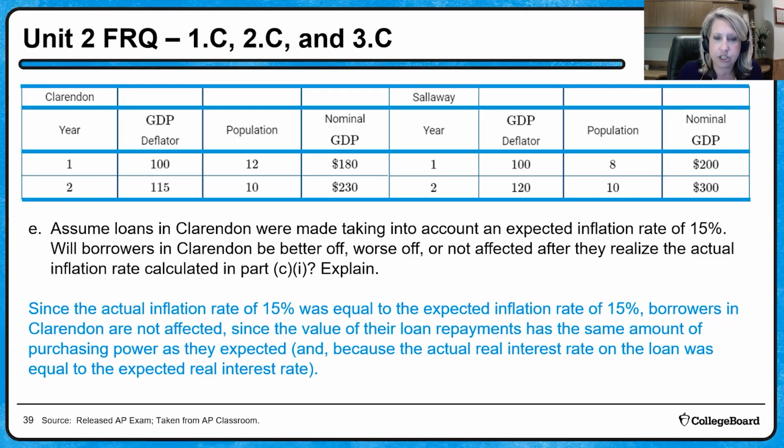Since the actual inflation rate of 15% was equal to the expected rate of 15%, no one's better or worse off. It means the value of the loan repayments is exactly what both the borrower and the lender expected them to be, and the real interest rate is what both the borrower and the lender expected it to be. And so neither is better off.